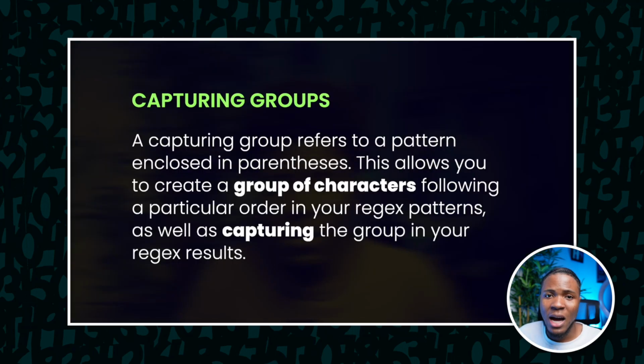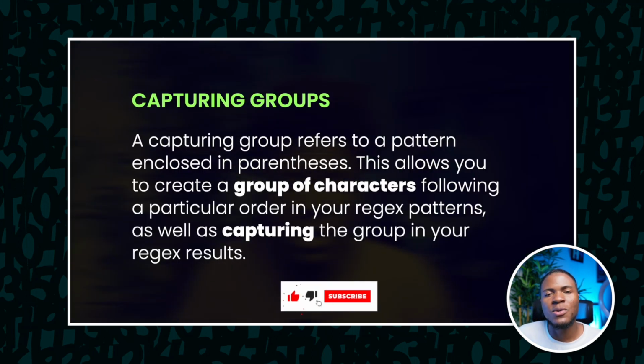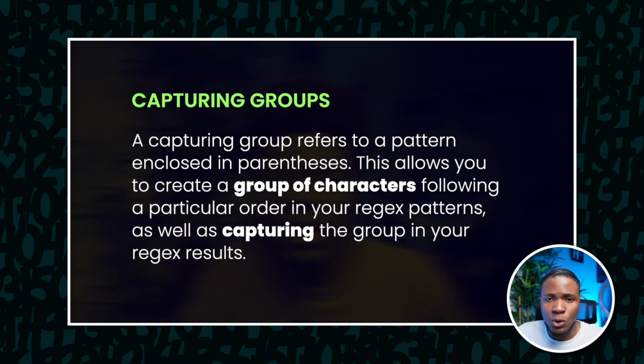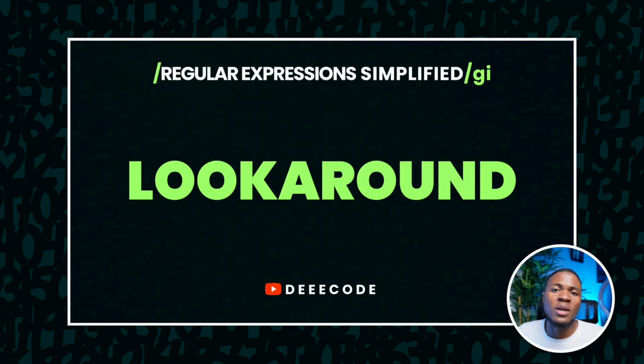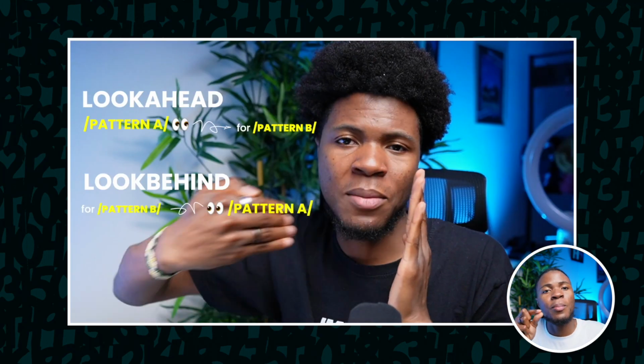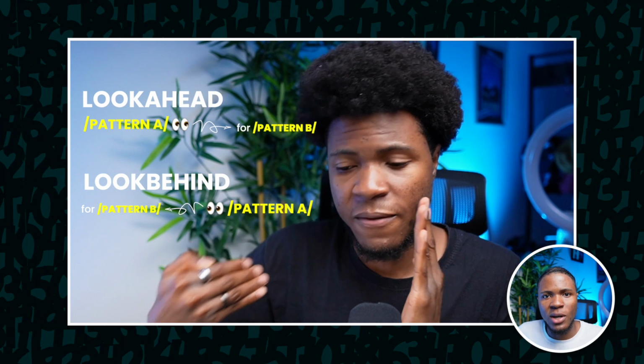And then we looked at capturing groups, and as we got to understand, this allows you to group characters in your regular expressions, and that group would also be captured in your regex results. Then we looked at alternation, which allows you to alternate between characters or between different regular expressions. And then we looked at lookarounds, which allow you to match a pattern if there is another pattern around it. So here we saw the lookahead and the lookbehind, and this is the video where we are doing a wrap up of version 1. Again, I hope you enjoyed this course and you're now a regular expressions pro.